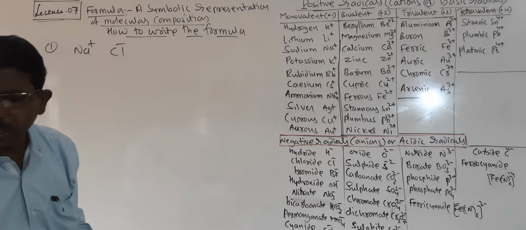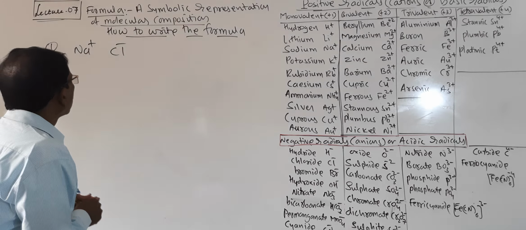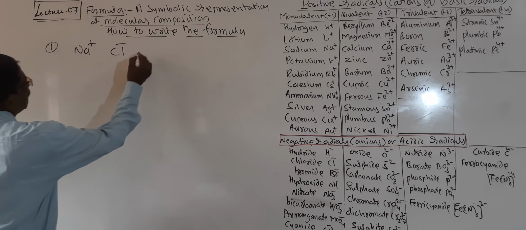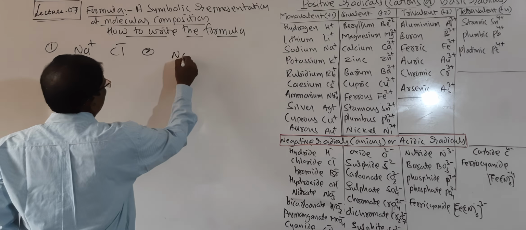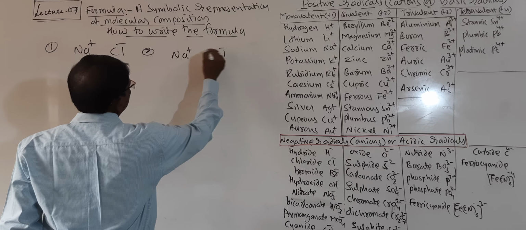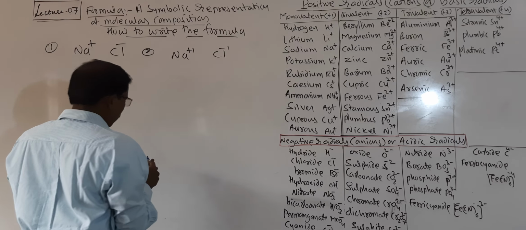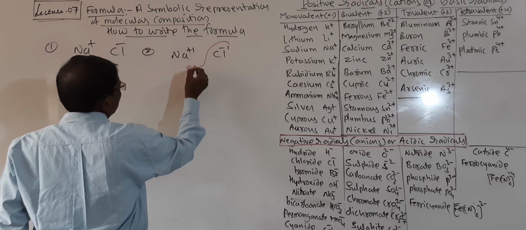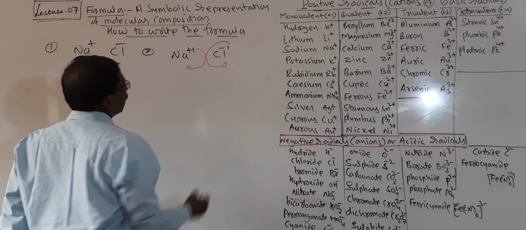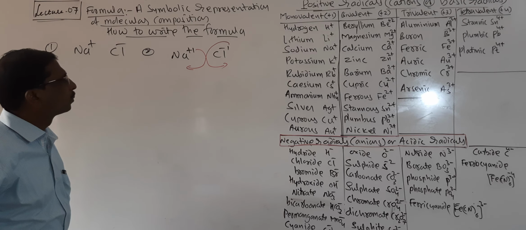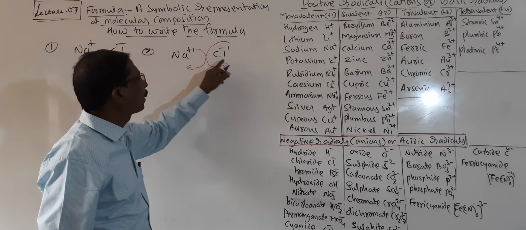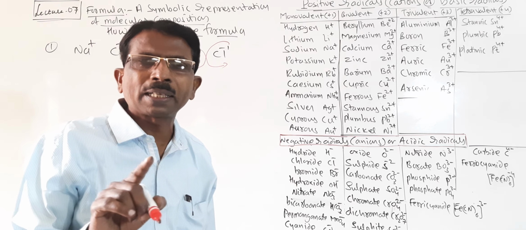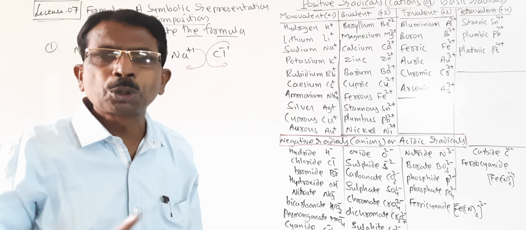And now the next step, the second step. Look here, I have written Na plus, Cl minus. It is plus 1, it is minus 1. Now we have to cross multiply. Look here, like this. While writing the formula, we should not take the charges.